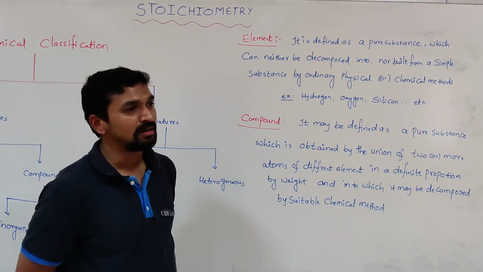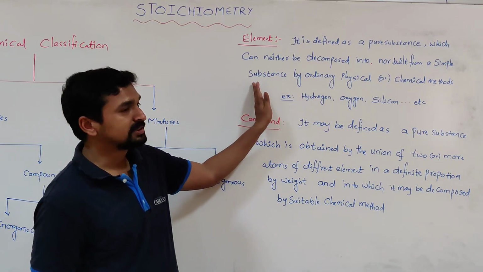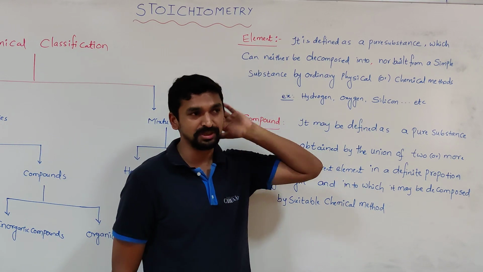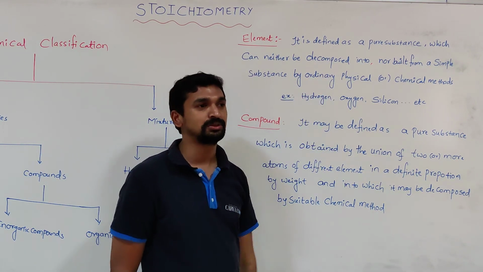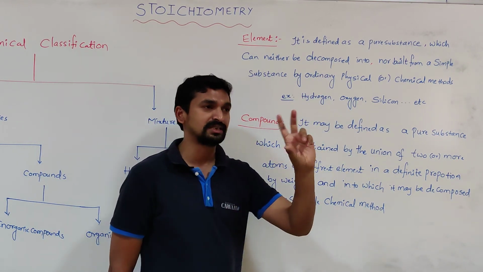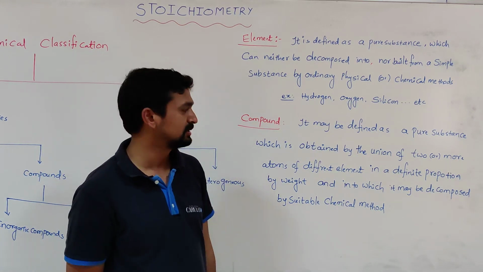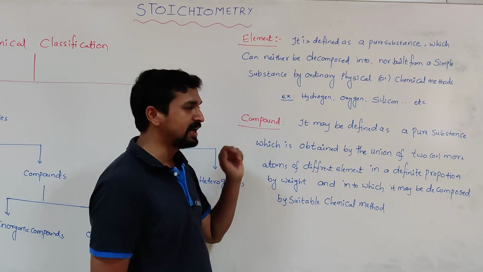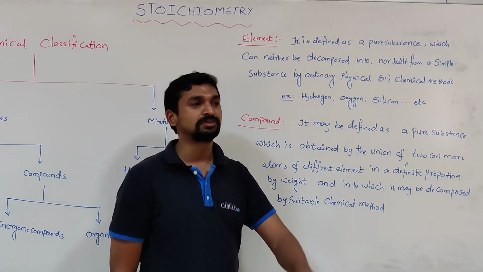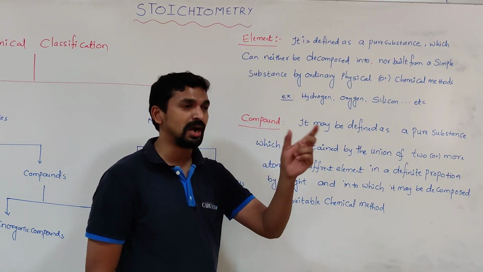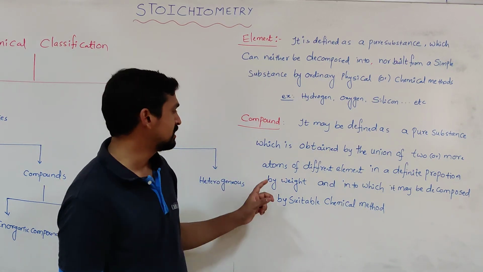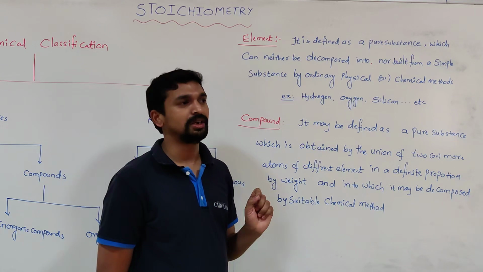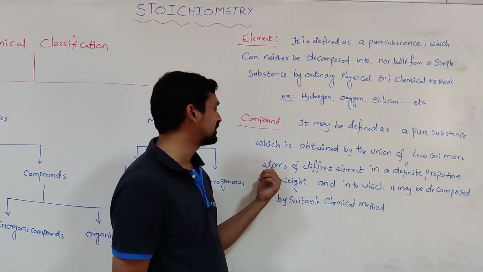That is called a compound. Here, the element is made up of the same atoms, because hydrogen H2 is a combination of two hydrogen atoms, and oxygen is a combination of two oxygen atoms. So the same type of atoms are present in an element. But in a compound, different types of atoms are present. Those atoms are combined in a certain proportion by weight, and whenever it is subjected to decomposition, it is converted into those atoms.